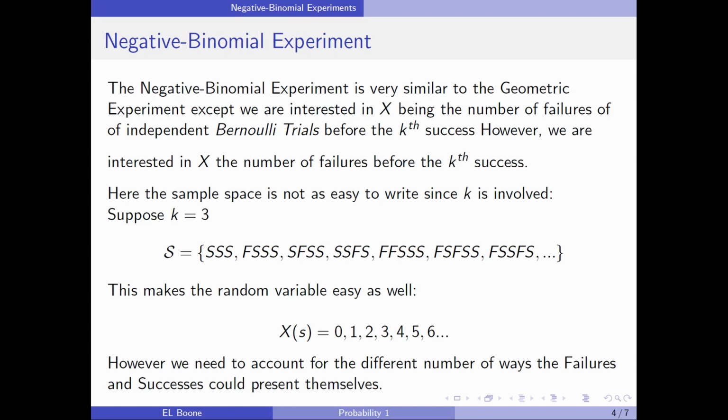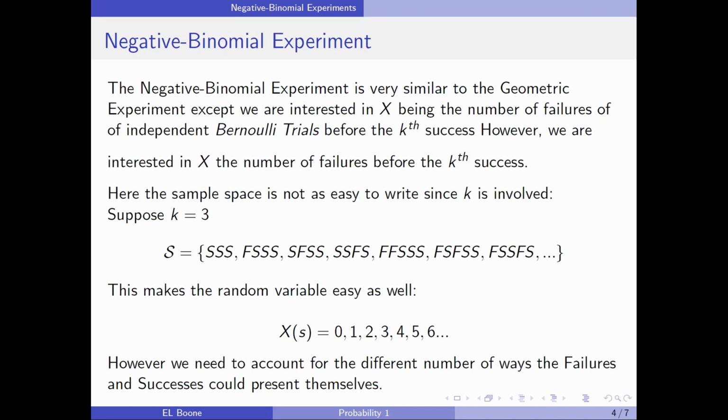So in this case, suppose the sample space is not as easy to write. What are our options? We have SSS, that would terminate it if K was 3. FSSS, that would terminate it if K is 3. But SFSS also works. And SSFS works because there's 3 successes. And then we have FFSSS and then so on. And it's kind of complicated to keep track of all these.